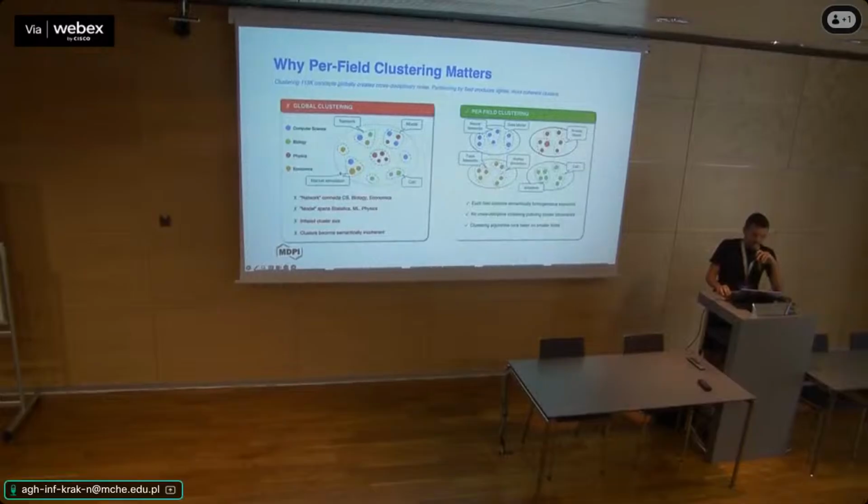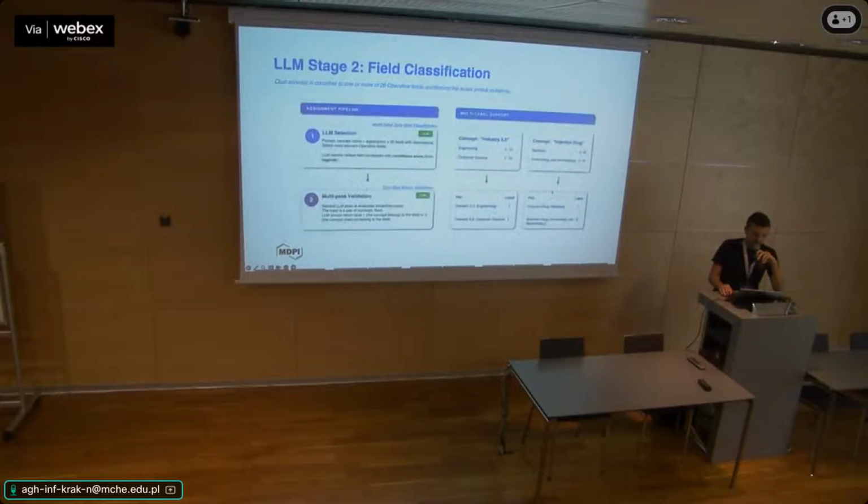So we first decided to go through a per-field clustering. Why, and not a clustering based on all the fields together? Because our idea was that, for example, network can connect computer science, biology, economics. Also, models span statistics and physics and many other things. So we decided to build 26 separate clustering approaches, one per field, in order to have something more precise and predefined. Each field contains semantically homogeneous keywords, and this improved our final results a lot.